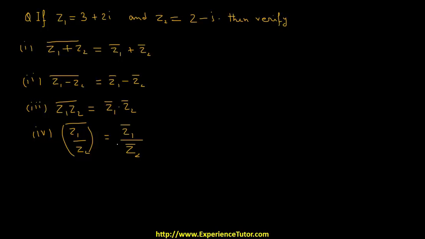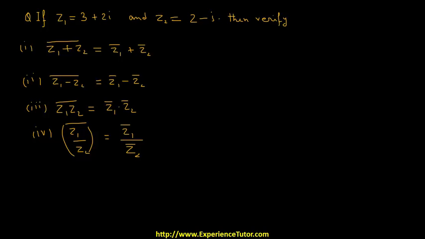We have a question: if z1 is equal to 3 plus 2i and z2 is equal to 2 minus i, then verify first, conjugate of z1 plus z2 is equal to z1 conjugate plus z2 conjugate. Second, conjugate of z1 minus z2 is equal to z1 conjugate minus z2 conjugate. Third, conjugate of z1 multiplied by z2 is equal to z1 conjugate multiplied by z2 conjugate. Fourth, conjugate of z1 upon z2 is equal to z1 conjugate upon z2 conjugate.